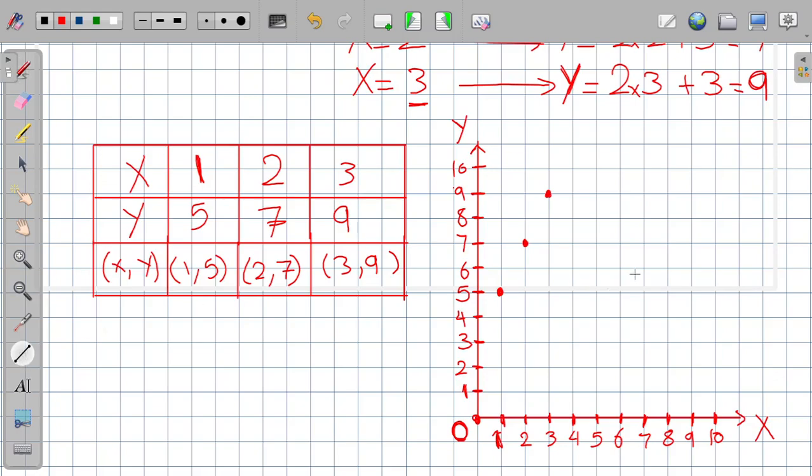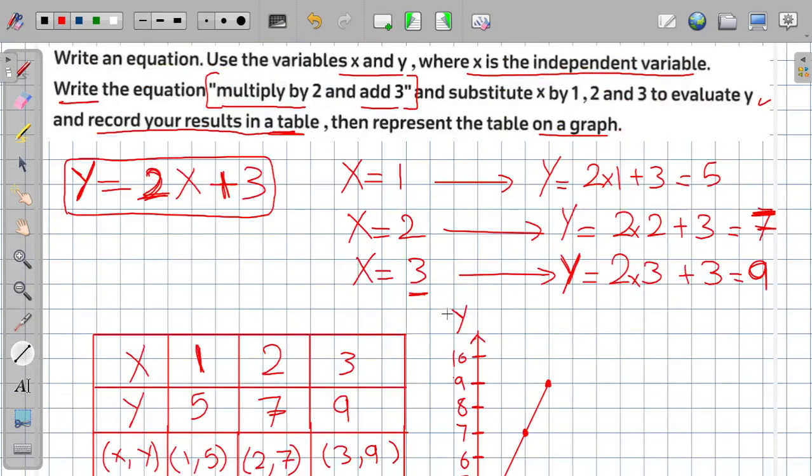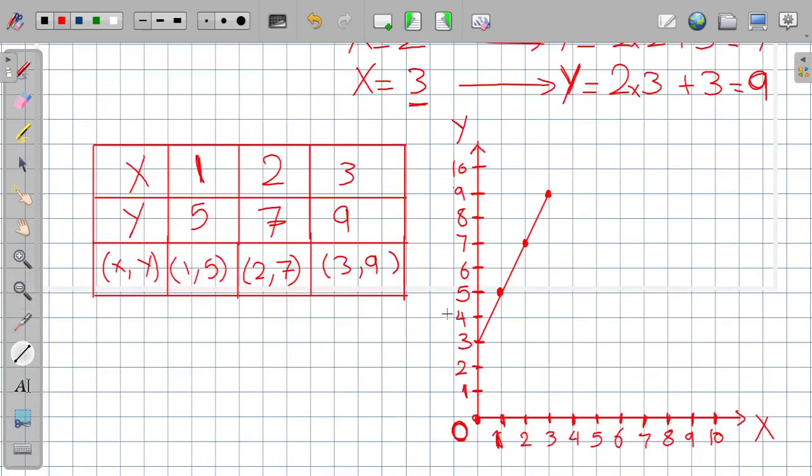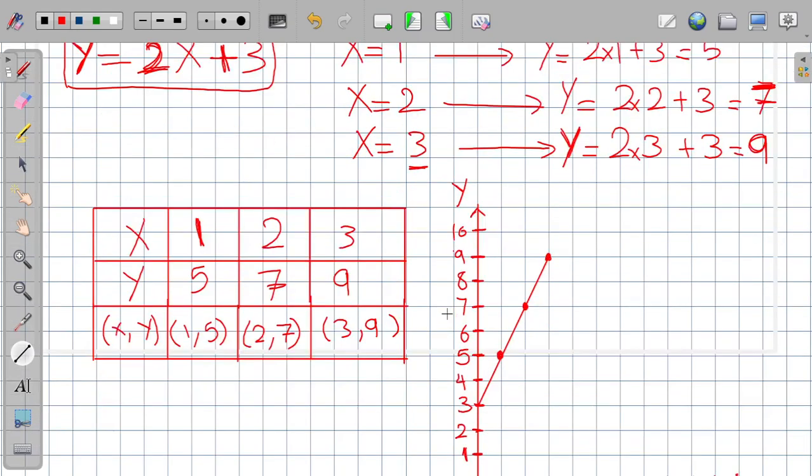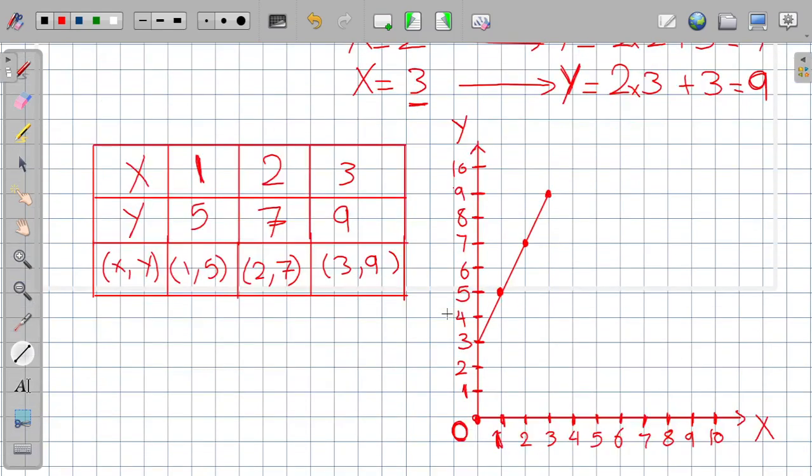Okay, so let's draw a line like this. Okay, so this is the straight line of the equation 2x plus 3. So I graphed my equation on the coordinate plane.